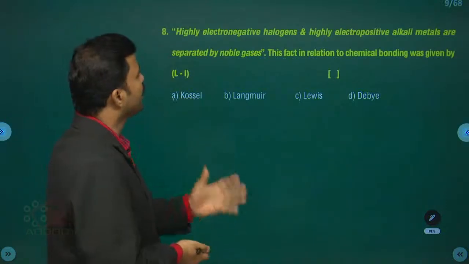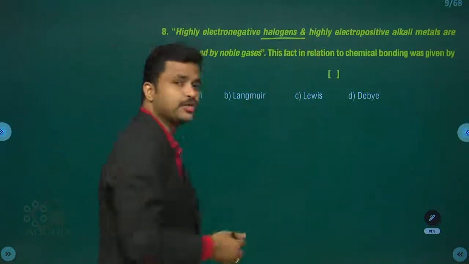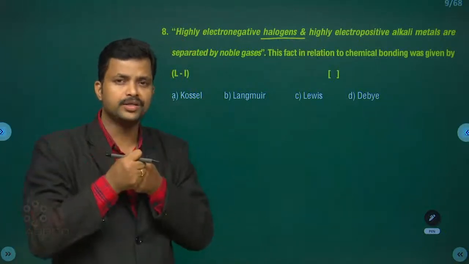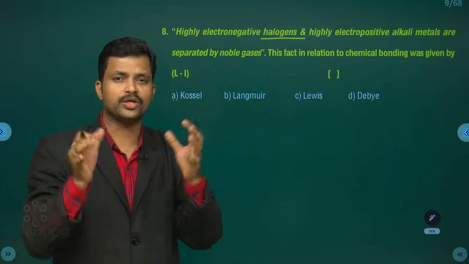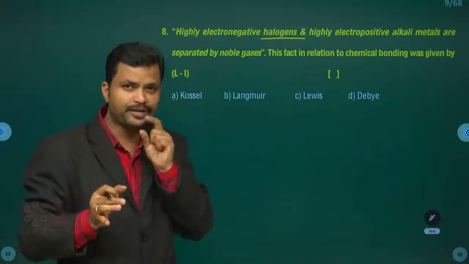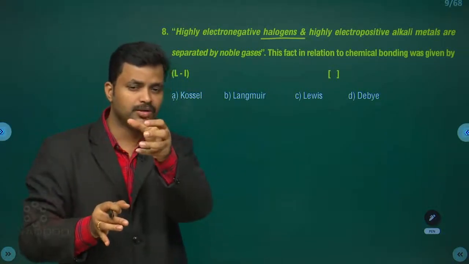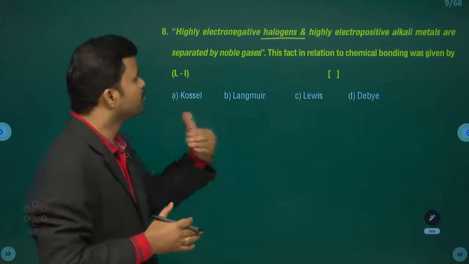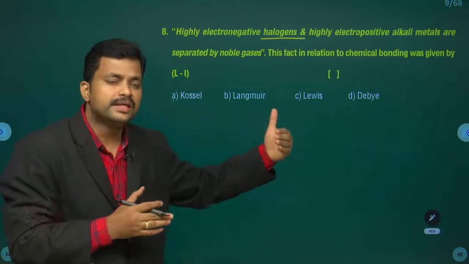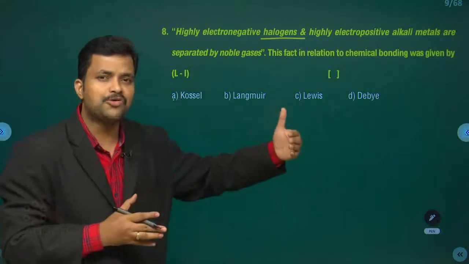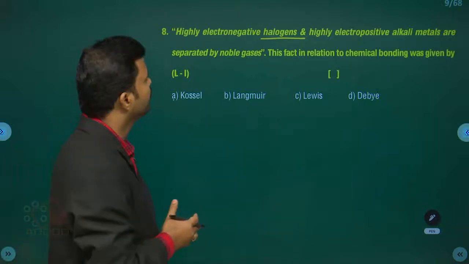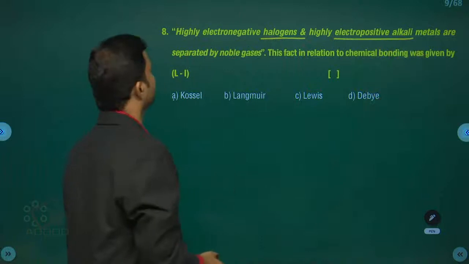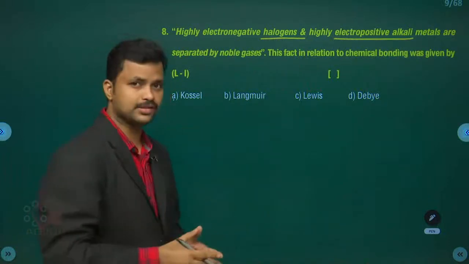Highly electronegative halogens. What is electronegativity? The ability of an atom in a molecule to pull the bond pair towards itself, not the electron, the bond pair, that ability is called electronegativity. Left to right, electronegativity increases. Halogens will have more electronegativity, and highly electropositive alkali metals are separated by noble gases.